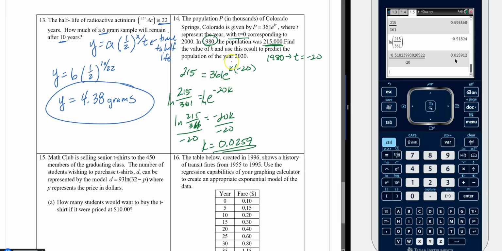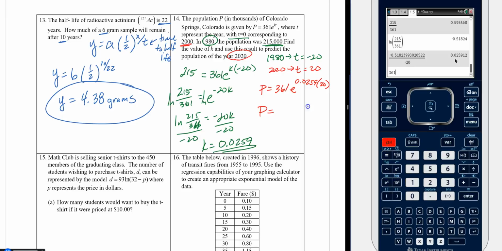To find what happens in 2020. So 2020 is going to represent t equals positive 20, because remember 0 was the year 2000. So P for the final population is equal to 361 e to the k, which is 0.0259 times positive 20 years. Plug that into our calculator.